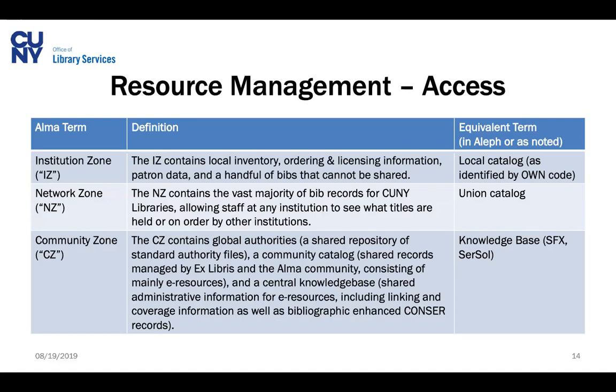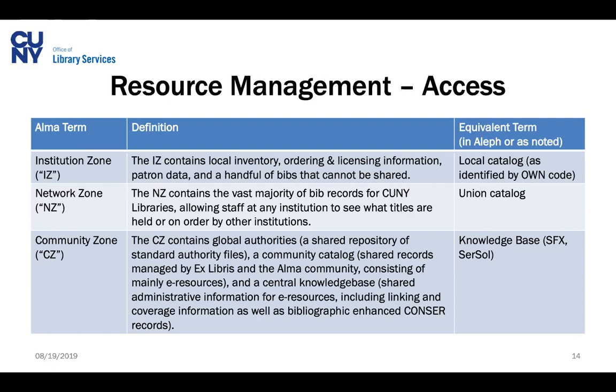And then these are the zones that I believe we talked about in the last session as well. The institution zone contains the local inventory, ordering and licensing information, patron data, and a handful of bibs that cannot be shared. In Alice, that was considered your local catalog as identified by your own code.